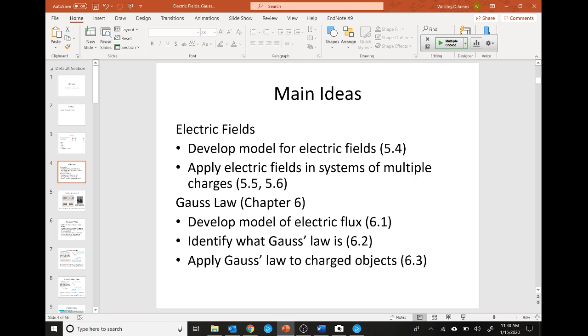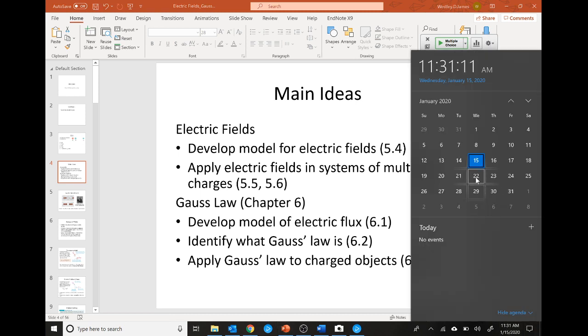We need to cover all of this because your next quiz, and again, reminder, your first quiz is this Friday. Make sure you get it done. It's on charges and electric forces. The next quiz is not today, but next Wednesday, the 22nd. That's going to be on electric fields and Gauss's law.